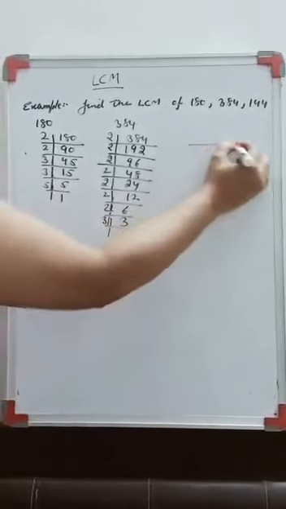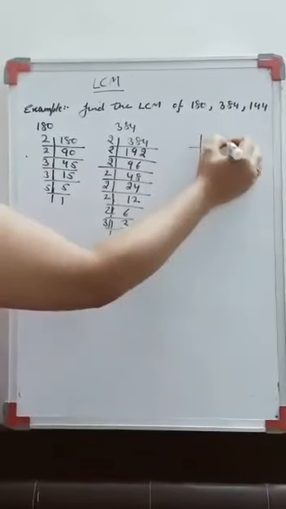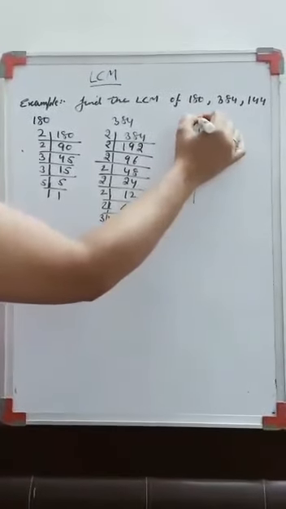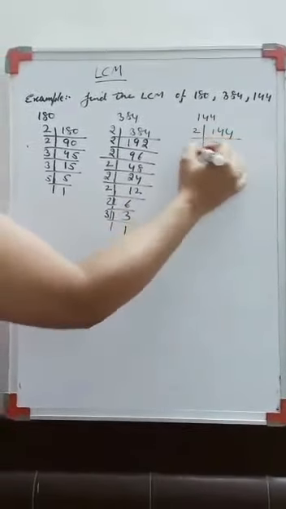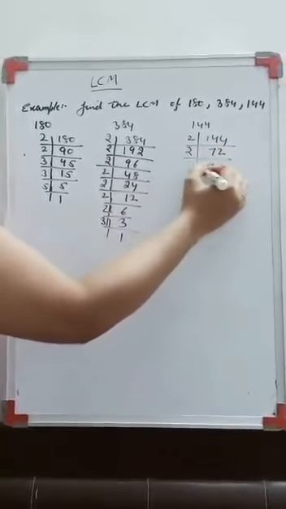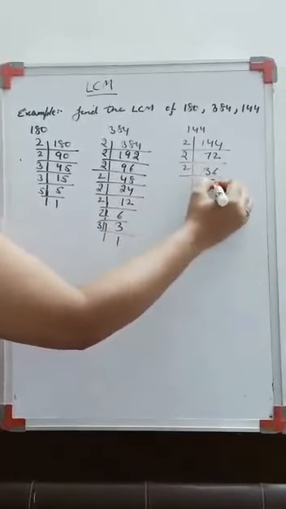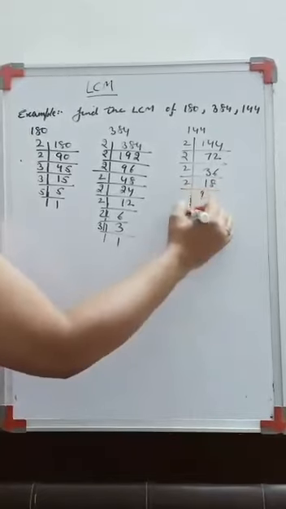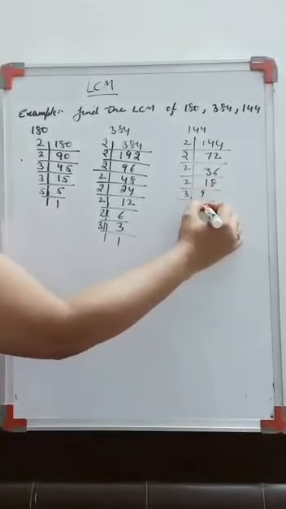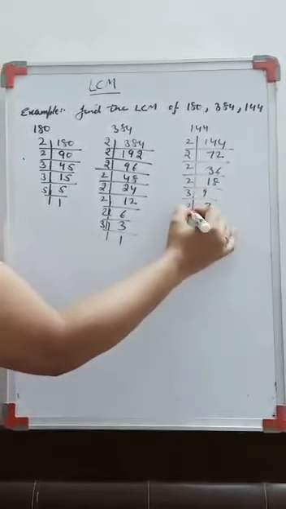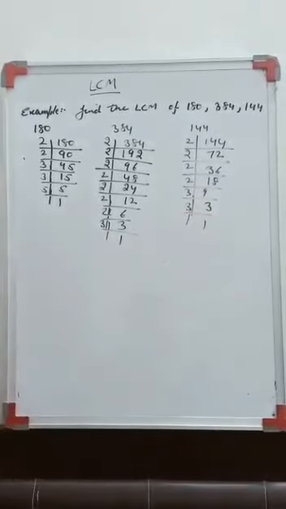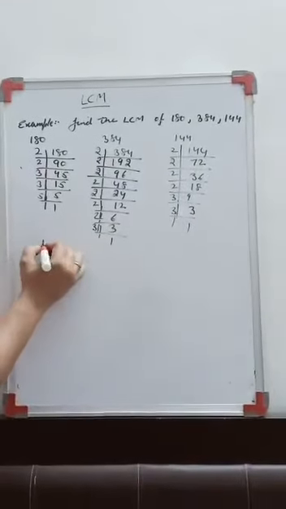Next, we will do the prime factorization of 144. Right? 2 72s are 144, 2 36s are 72, 2 18s are 36, 2 9s are 18, 3 3s are 9 and 3 1s are 3. Right? So just write the prime factors of 180.